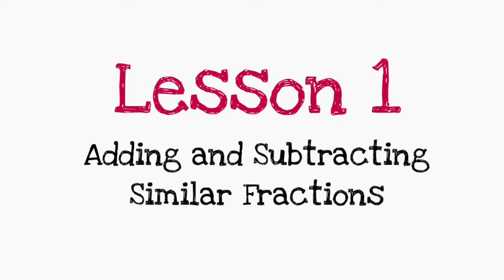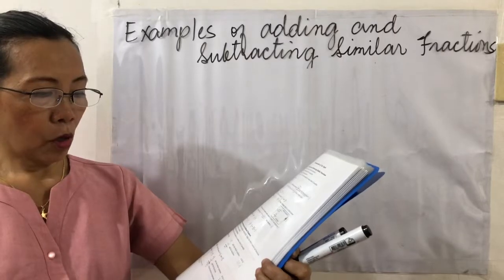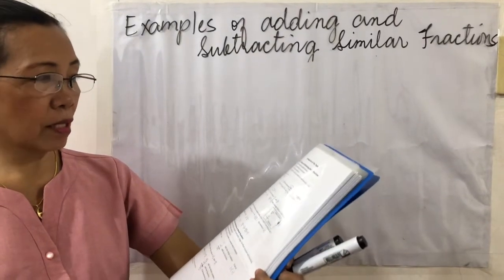Lesson 1. Adding and subtracting similar fractions. Steps to follow. 1. Add or subtract the numerators. 2. Copy the denominator. 3. Simplify or write the answer in lowest term if possible. So open your module on page 3.